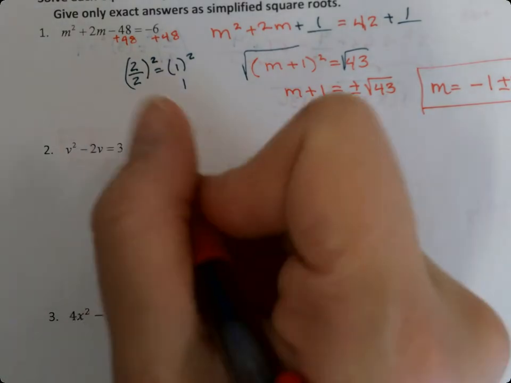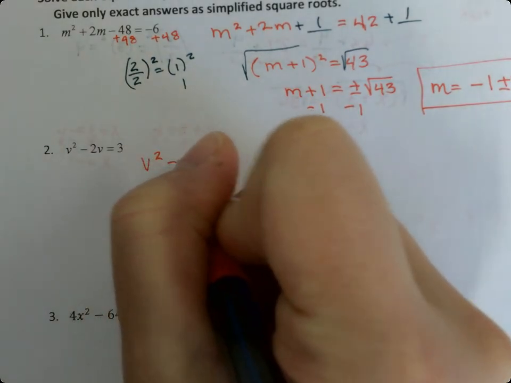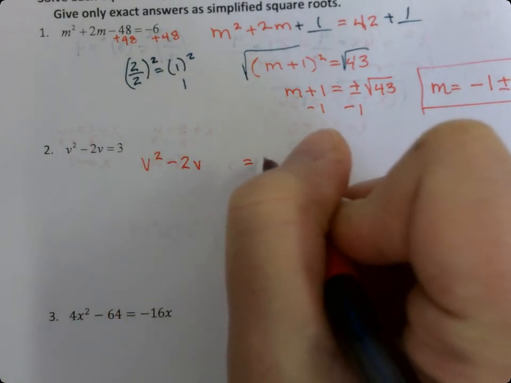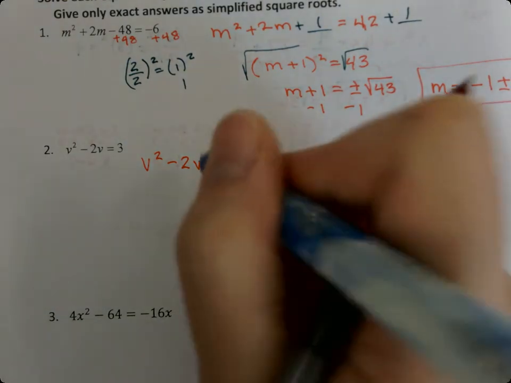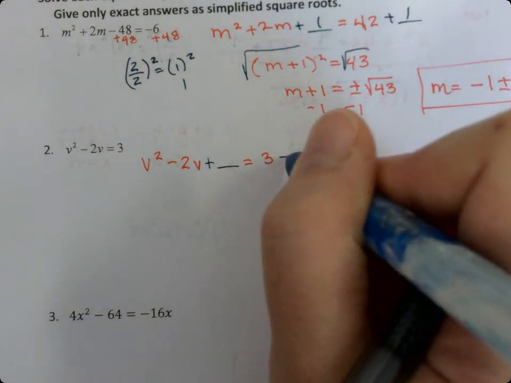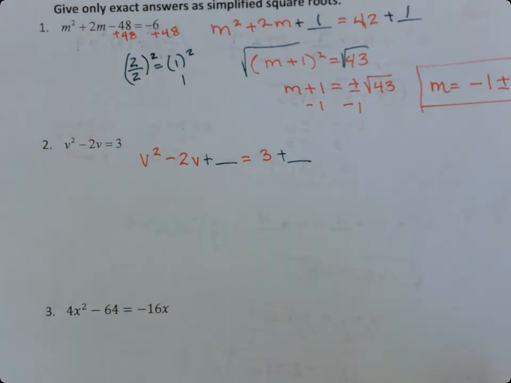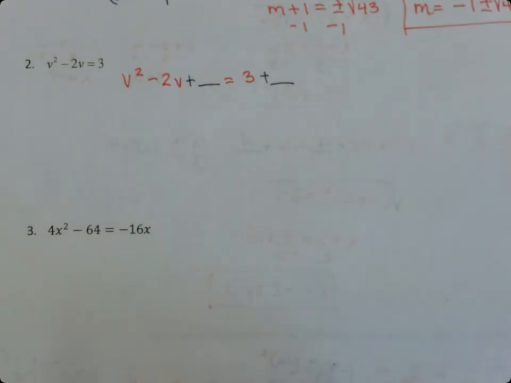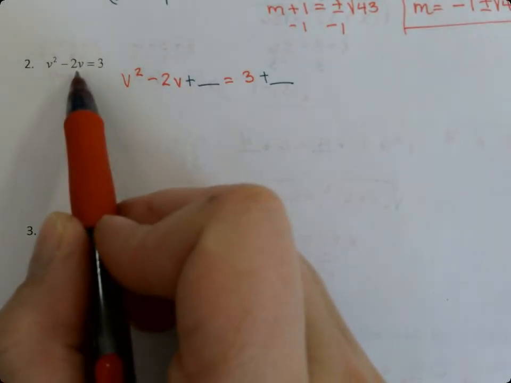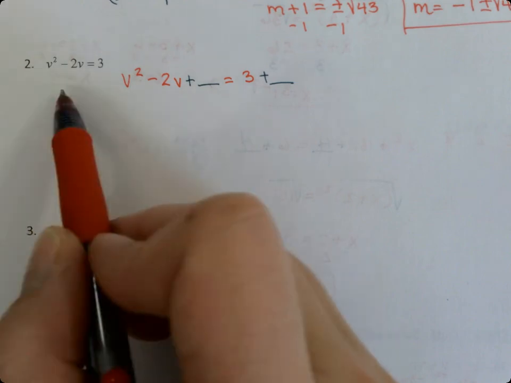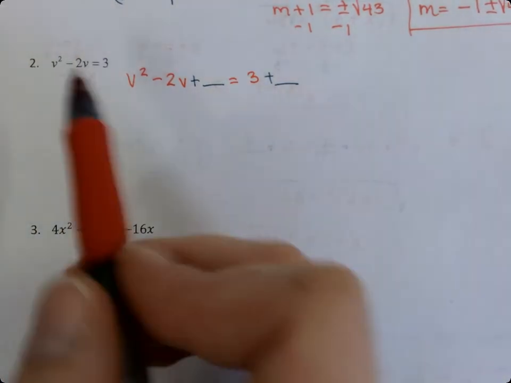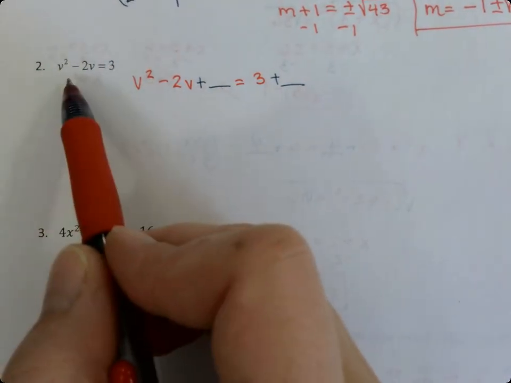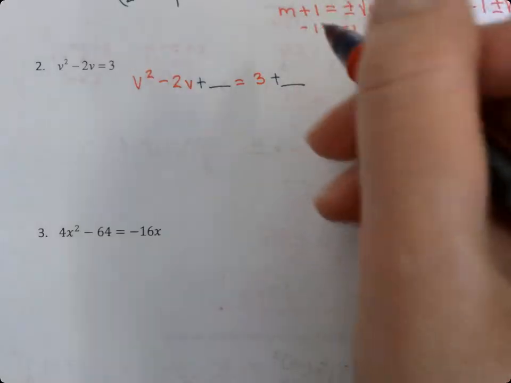And so I'm going to rewrite it just to give myself that room. v squared minus 2v equals 3. And then we need to make a perfect square. So again, when we solved by factoring, we were setting it equal to 0. If I bring this 3 over here, it doesn't work to solve by completing the square. So you could solve this by factoring, but you would not get credit if the directions say complete the square.